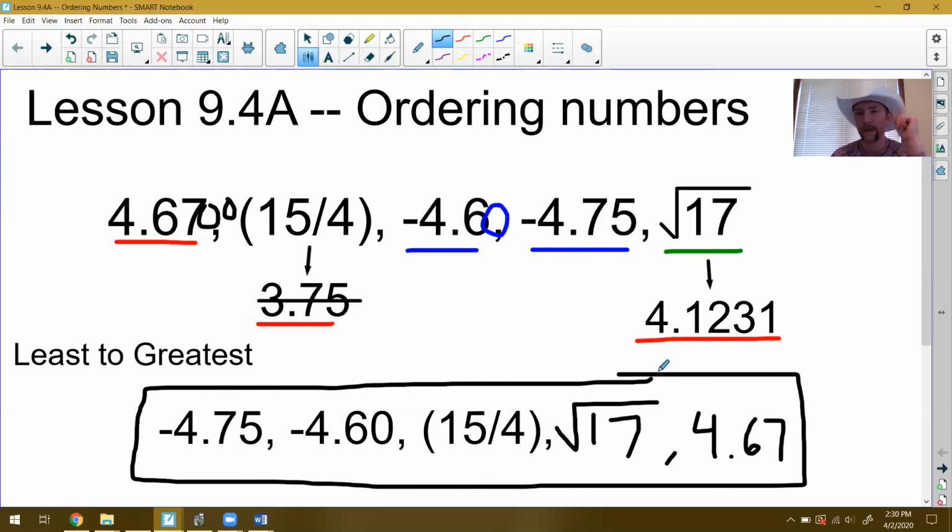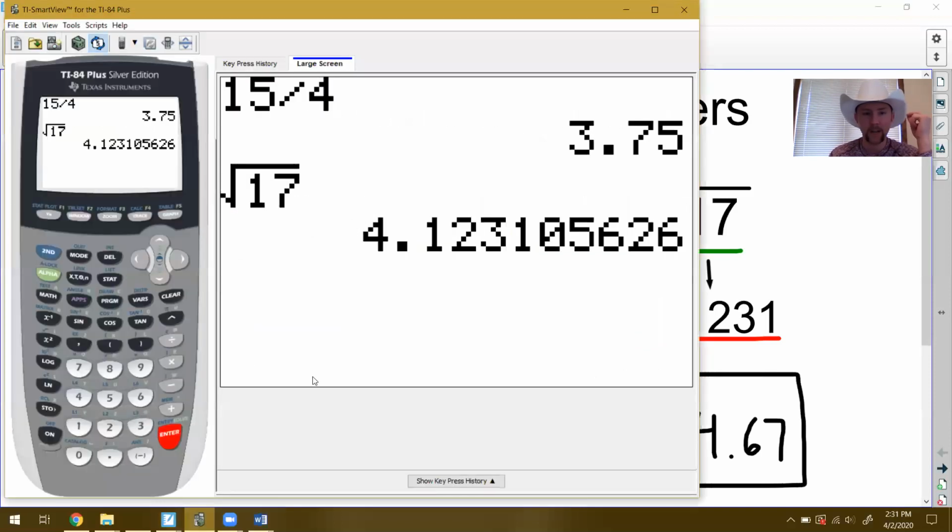Okay, so step number 1 when we're trying to order numbers is to just change them all to be decimal form. That's one of the easiest things to do with any numbers. Turn it into a decimal as long as you have a calculator handy. So here, remember how I did that. The fractions, I used the division sign. Square roots, I just did on my calculator.